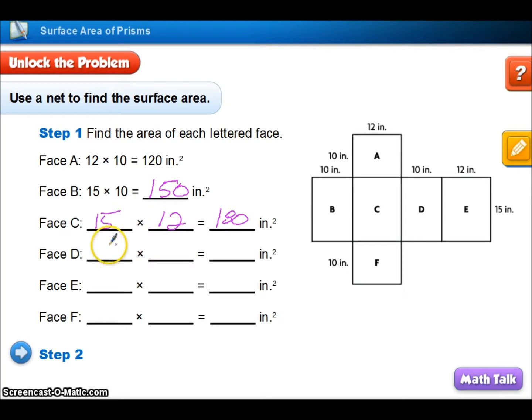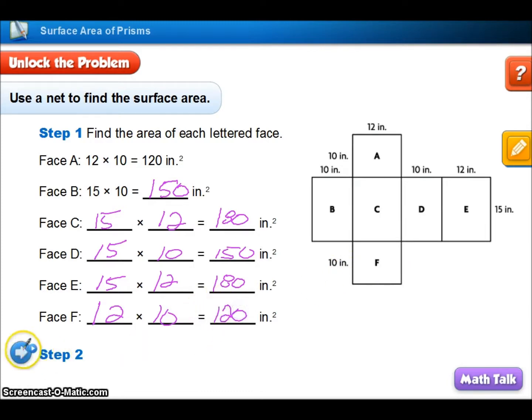Face D, you get 15, which is this side, times 10, which is this side, and you get 150. Face E is 15 times 12, which is this side times this side, and you get 180. And you get F, which is 12 times 10, which is this side times this side, and you get 120.